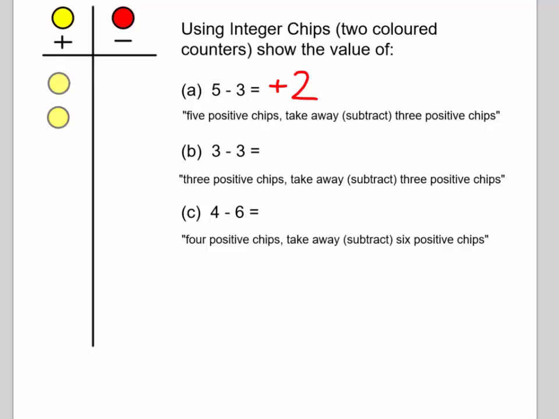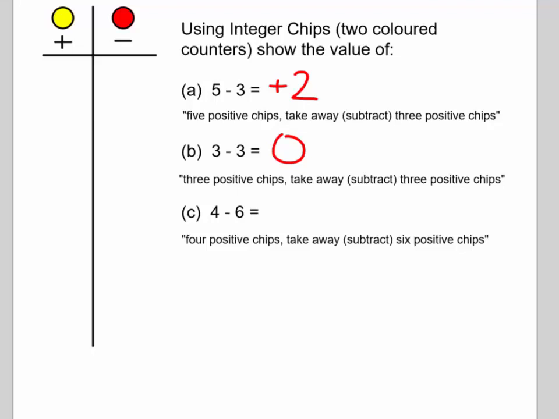Let's go to the second one. 3 minus 3, so that's 3 positive chips. And now take away or subtract 3 positive chips, and not a great big surprise here, but the answer there is 0, so we should be happy with that one. Now the last one is important, because this is the one that lots of people make mistakes on. And it seems quite simple, but a lot of people read subtraction in the wrong direction.